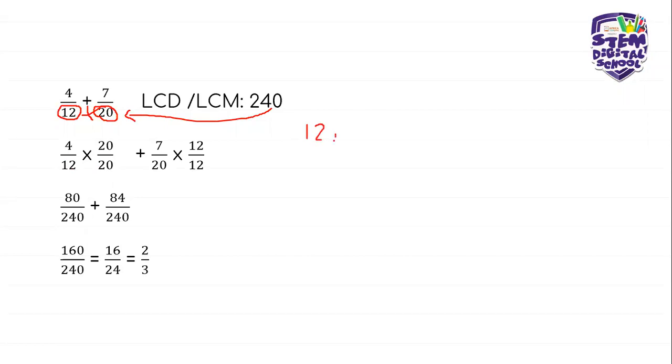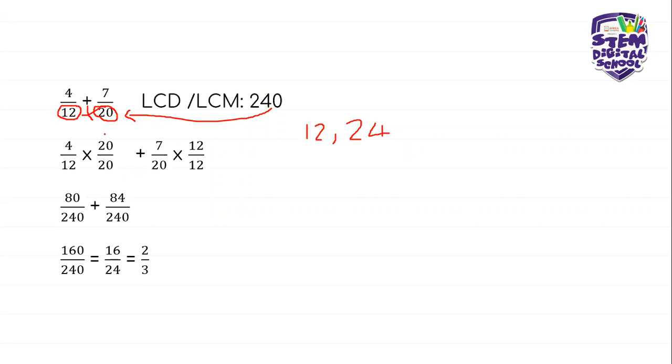We could have counted the multiples of 12, then 24, and so on. There are two ways of doing this. One way is multiplying the two denominators, and that's how you can get an LCM, an LCD. Or you can count out the multiples and see where they meet first. So the lowest would be 240.